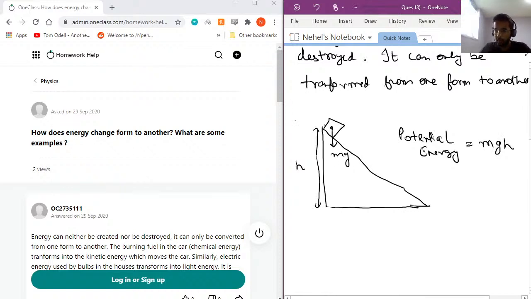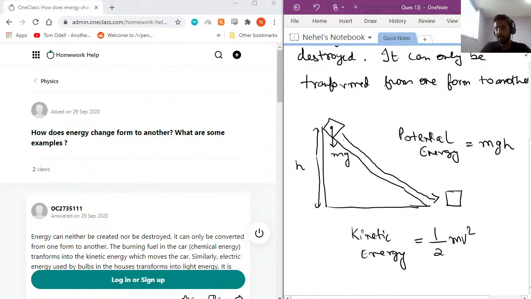As we let go of this box, it would slide down this incline and come down on the floor and be moving, I apologize. When it comes down, it converts all of its potential energy into kinetic energy. So as it comes down, it would be transferring its potential energy to kinetic energy, which is given as half mv squared.